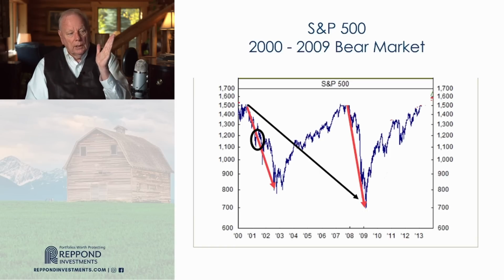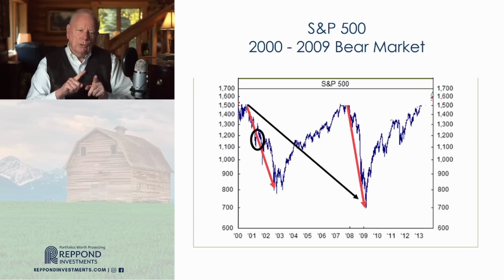So you can see that collapse at the beginning, 2000 all the way down to March of 2003, marked by the first red arrow. And the second red arrow is the 2007 to 2009 crisis, kind of compressed. And then you can see the period of time in between, the blue line in between those two red arrows, and that was a cyclical bull market.